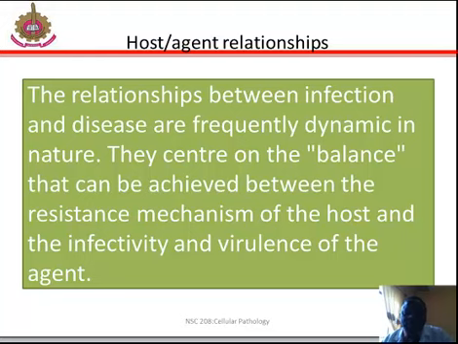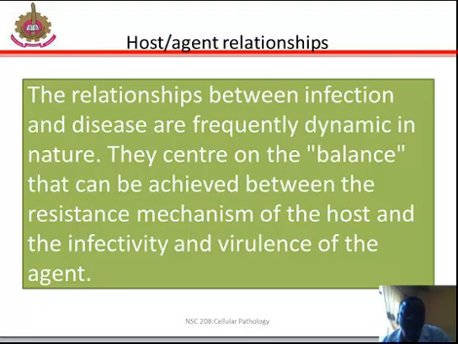When you talk of host-agent relationship, the host is considered as a human being, and the agent is considered as microorganisms that are pathogenic in nature that have invaded the tissue of the host. So when microorganisms enter the tissues of the host, there should be a form of interaction between the microorganism and the host. Hence the topic, host-agent relationship.